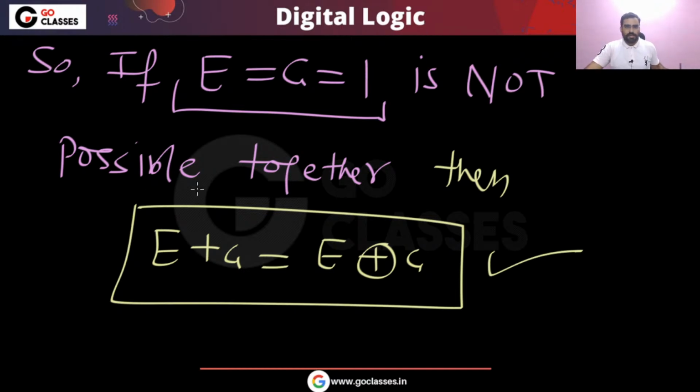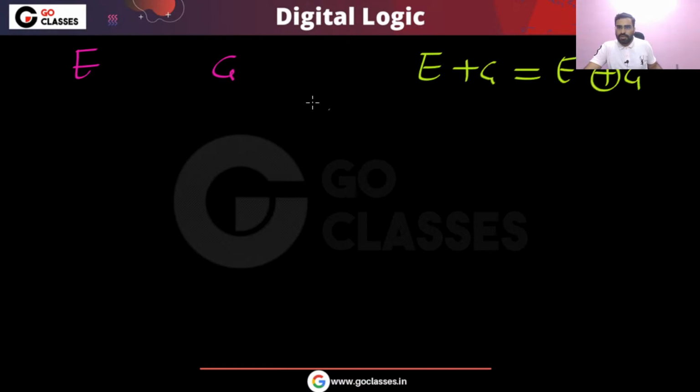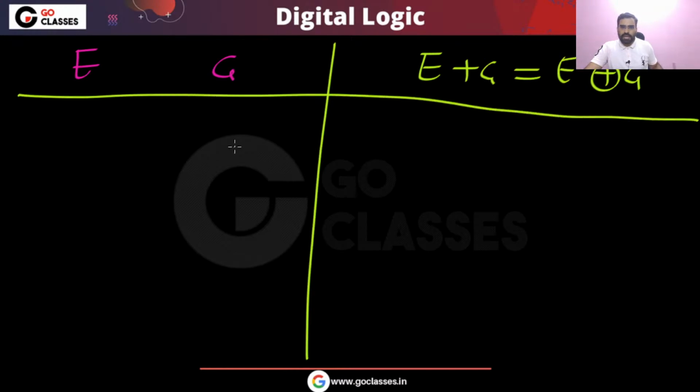So what I'm saying is very simple: if you have two functions E comma G, they can be anything, and if they are never one together, then I can say E or G is same as E XOR G. Let's do some practice. I'm giving you E and I'm giving you G, and you tell me for which this will be true.